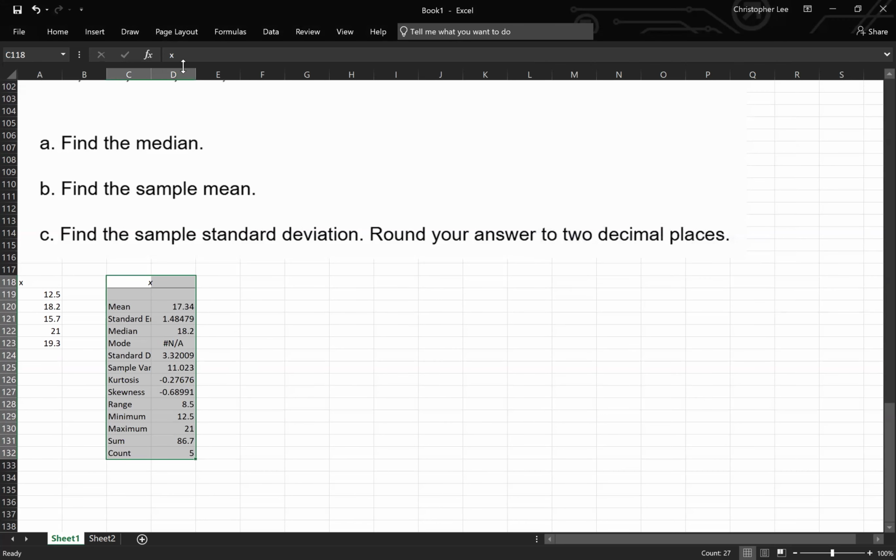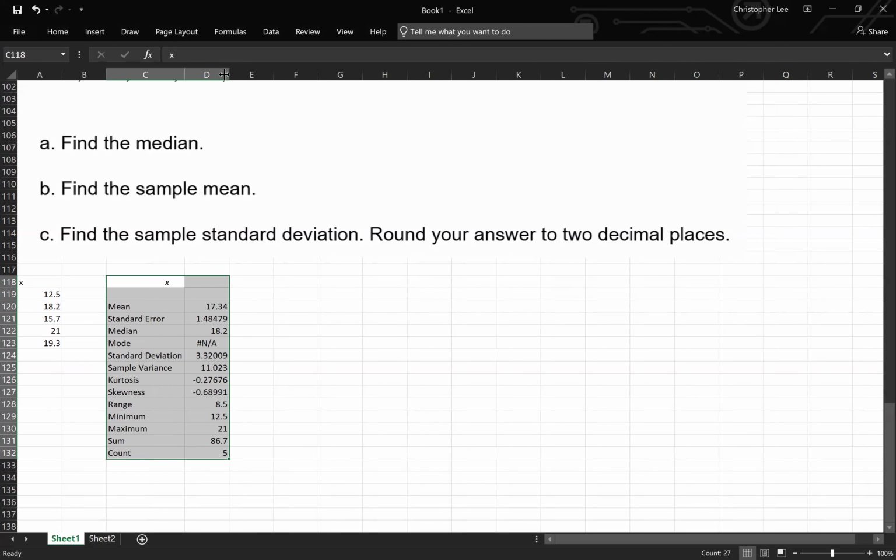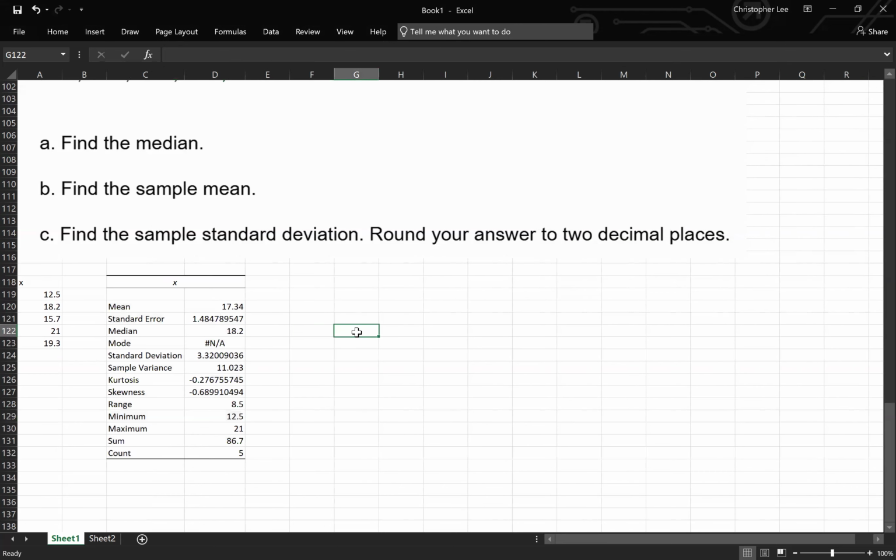So let's see. I got the mean as 17.34. Everybody got that? I got 17.32. No, the sample mean. The sample mean is the mean, right? Okay, 17.30. Oh, the median, I got confused. For the median, I got 18.2. What about standard deviation?